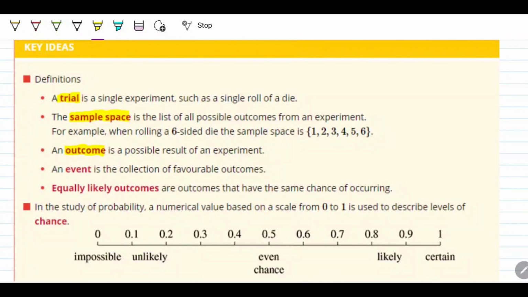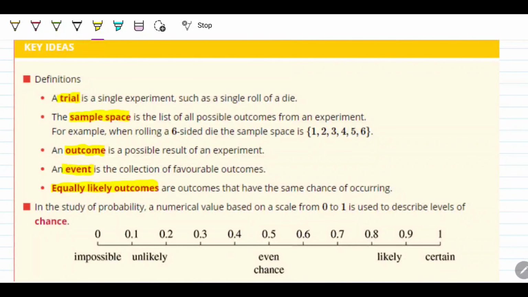An event is the collection of favorable outcomes. And finally, equally likely outcomes are outcomes that have the same chance of occurring. A good example of this is the chance of flipping a heads or a tails in a coin flip.